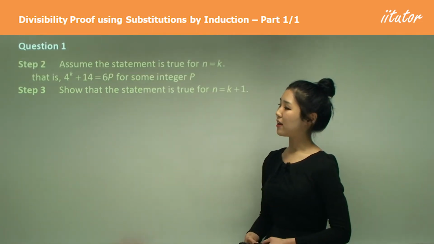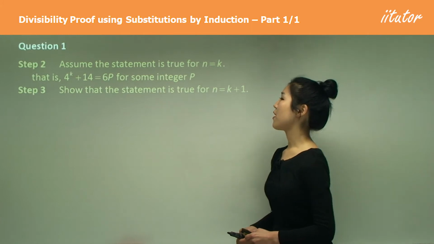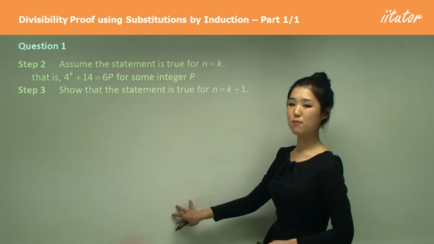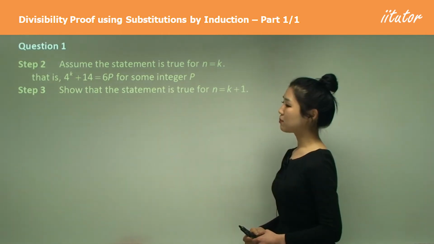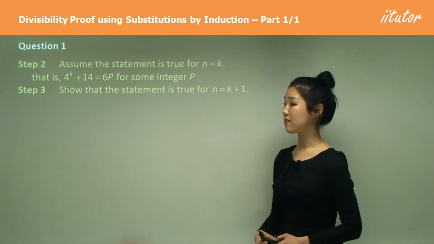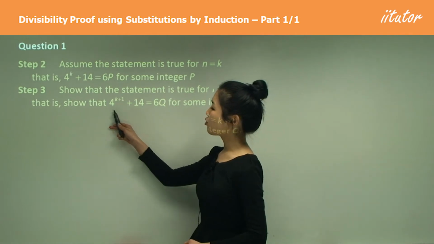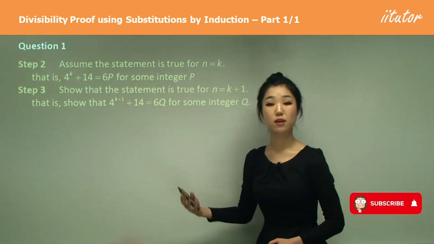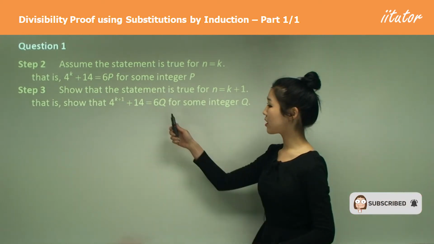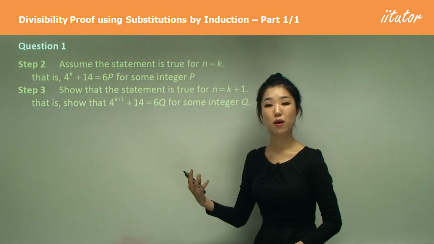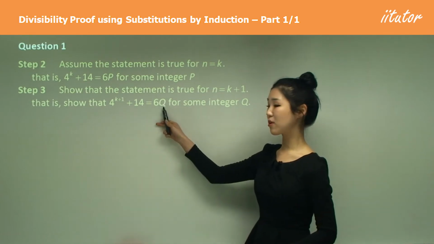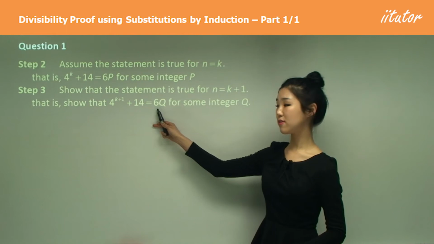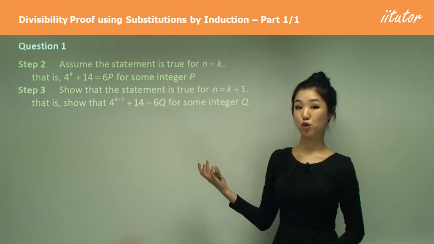Now step 3, show that the statement is true for n equals k plus 1, and just note that there's the assumption, okay? And we'll use all this space for step 3. I'm going to replace n with k plus 1 this time. We want to show that 4 to the power of k plus 1, plus 14, is a multiple of 6, or is divisible by 6. So it's going to also be 6 times some integer. This time I'm going to use q. This must also be divisible by 6, so it's equal to 6q for some integer q.